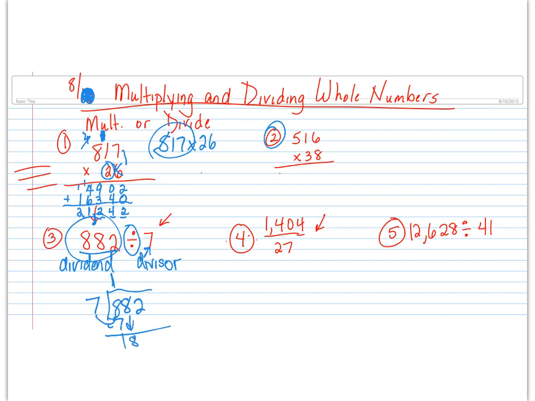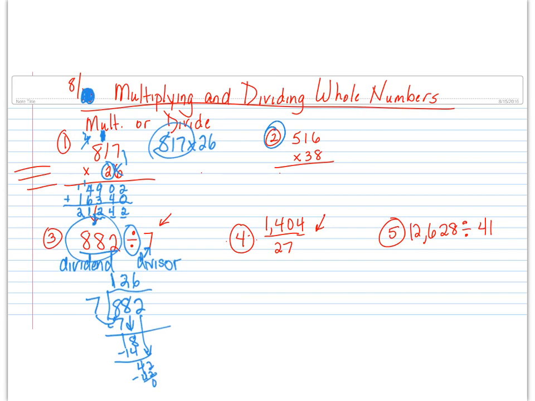7 goes into 18 2 times. That's got to go over the second 8. That's 14. Subtract, that's 4. Drop down that last number of 2. And 7 goes into 42 6 times perfectly, doesn't it? So I have no remainder, and I don't have to make a decimal.